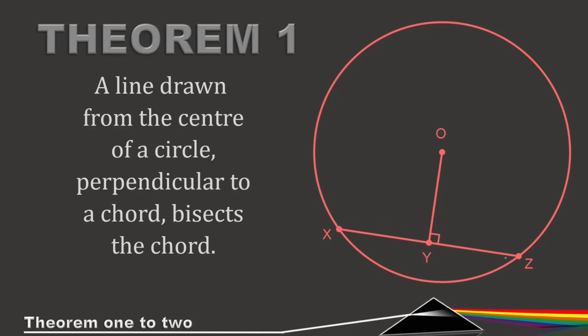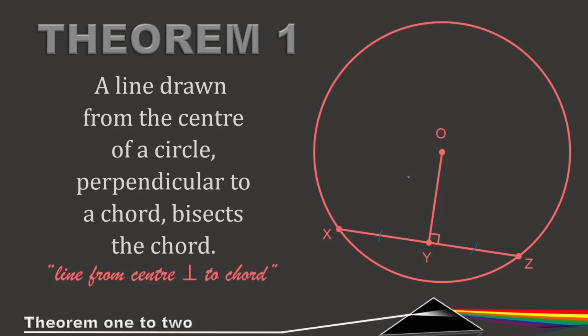Okay, so if you do that, if you draw that line perpendicular to XZ, what's going to happen if you measure XY and you measure YZ, the lengths are going to be equal. So this is basically what this theorem says. If this line from the center of the circle to the chord is perpendicular to XZ, it means it's going to bisect the chord or divide it into two equal parts. Okay, so that's basically it.